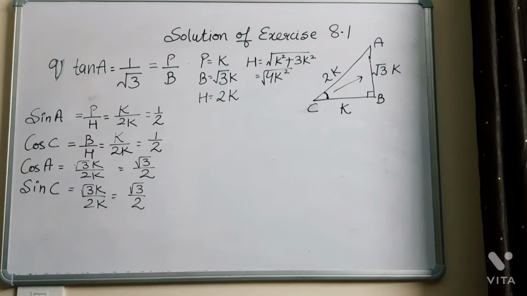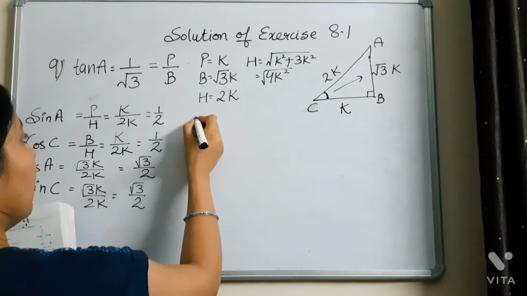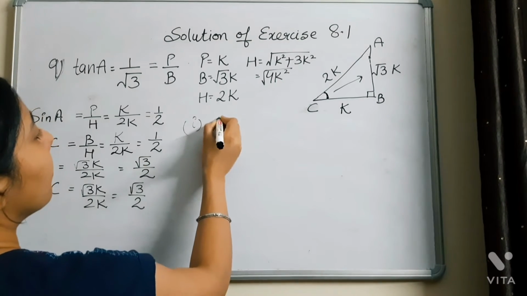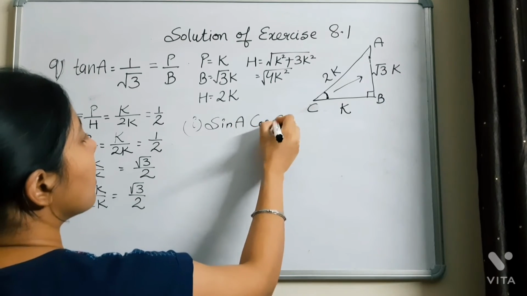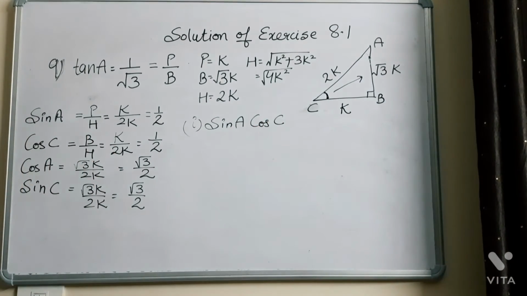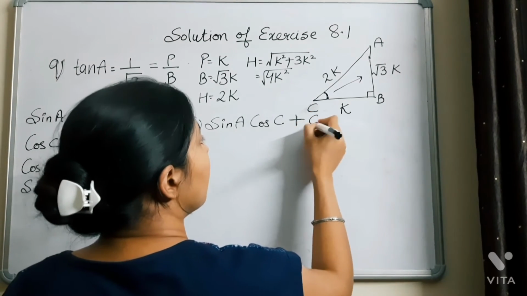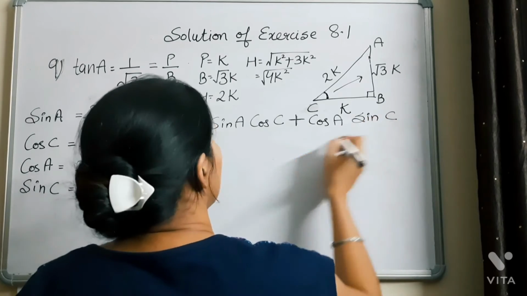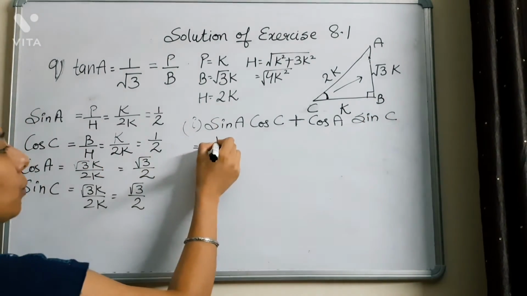Now let's check the question. The question says in part 1, calculate the value of sine A cos C plus cos A sin C. Fine. Now put the value. Sine A will be what? Sine A will be 1 by 2.